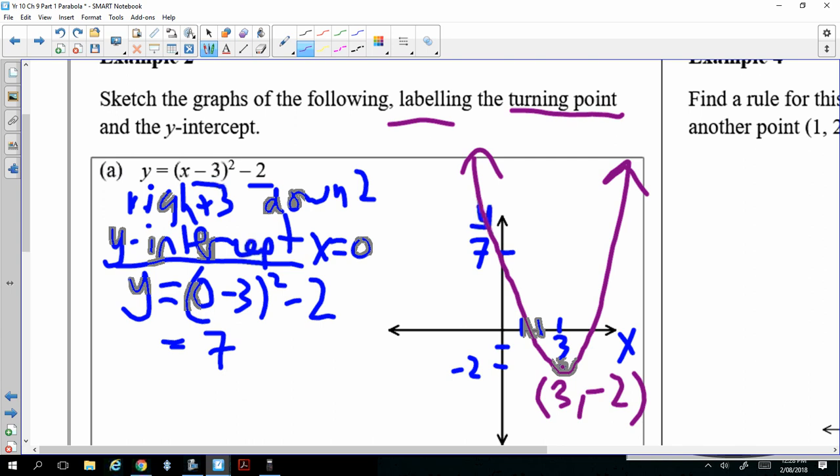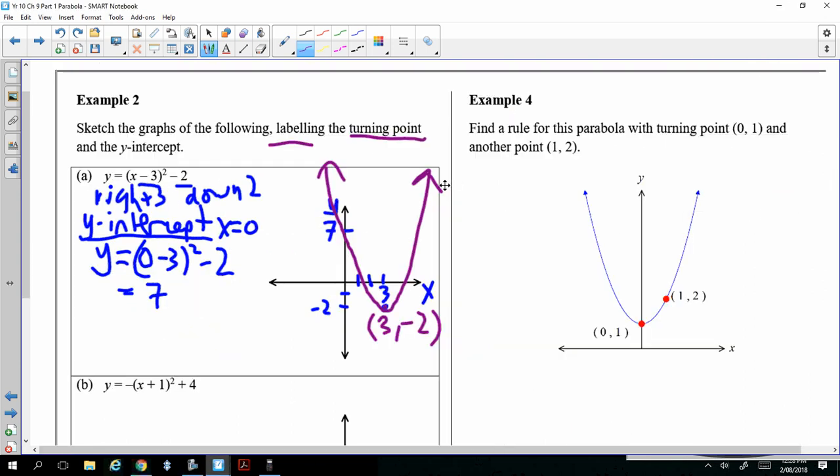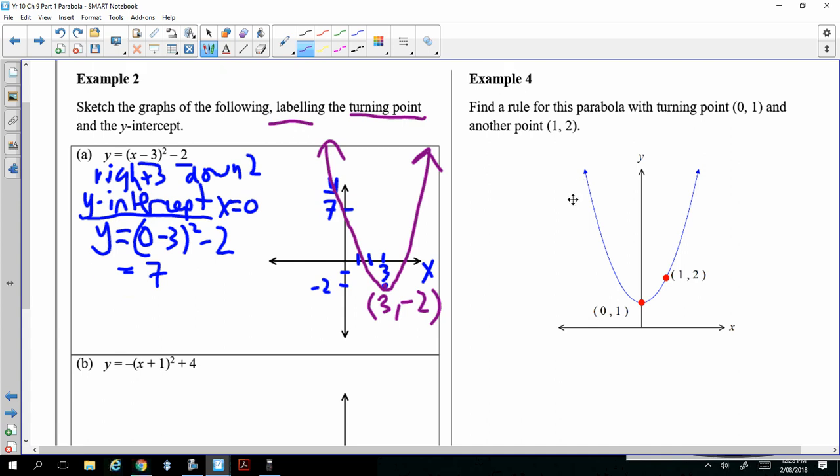You don't really need to find the x-intercept, but you can if you want to. Continuing. Try the next one, please. And the more things you do by yourself, the better you become, the more confident you become. Okay? So try the next one.